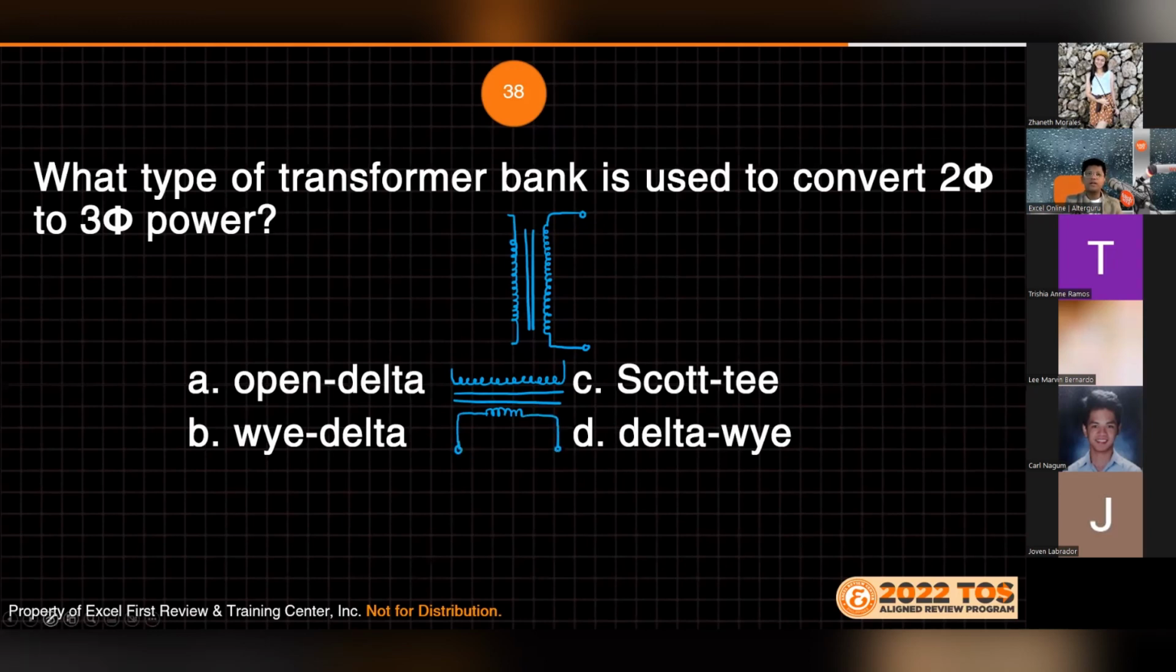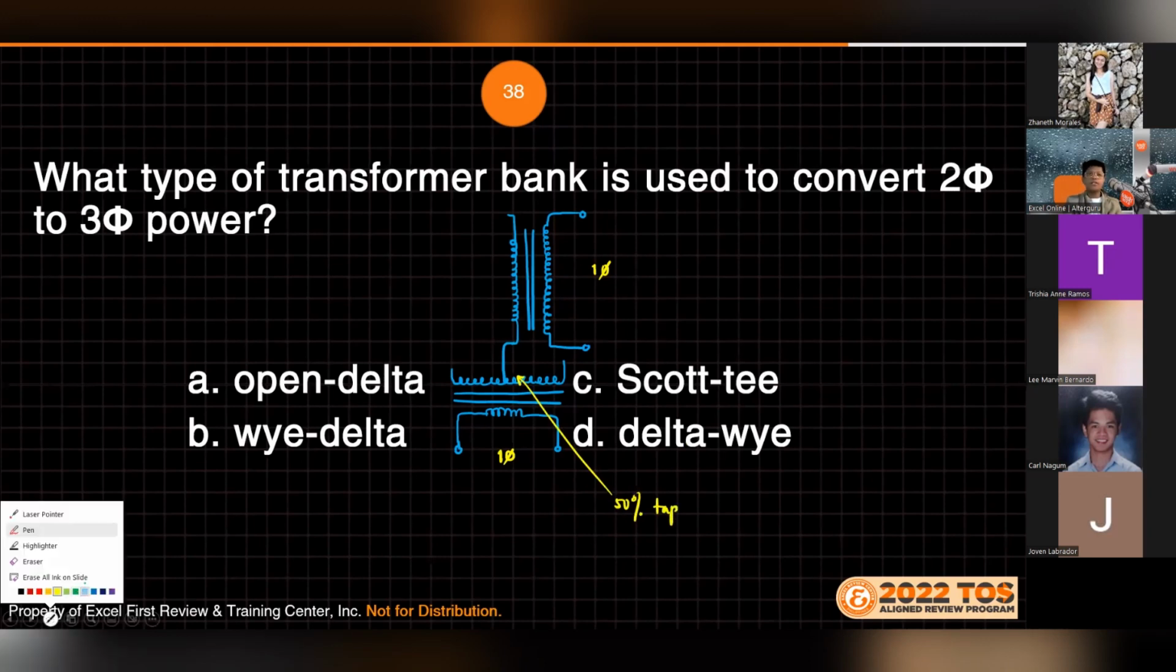So, ibig sabihin, dito, ito single phase ka dyan, ito single phase ka dyan. Tapos, bali dalawang transformer siya. Tapos after that, lagay natin dito 50% tap. This is 50% tap. Ayan. This one is 50% tap. Okay? Tapos, ganito yon.